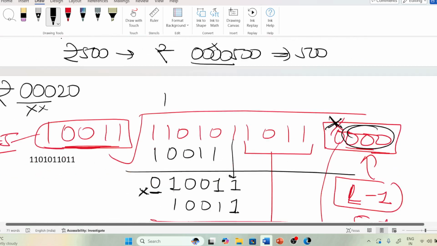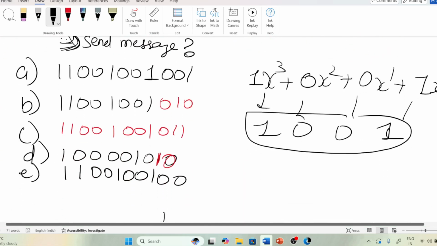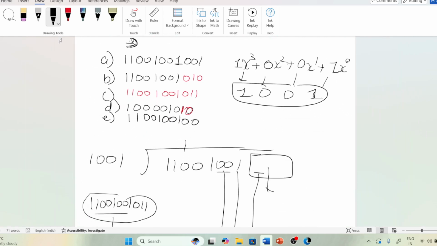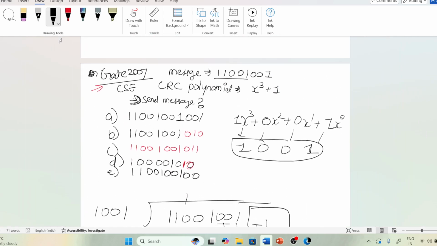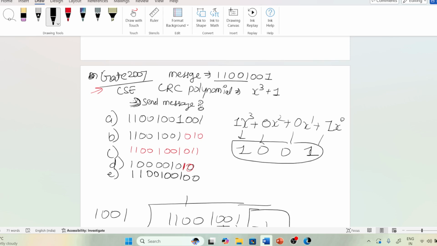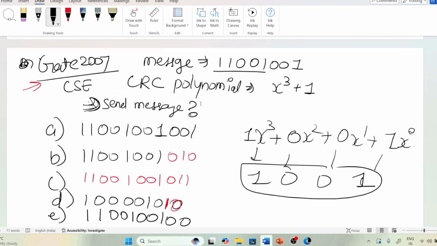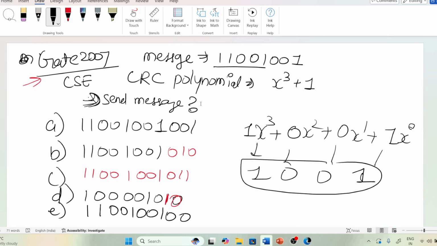Okay, now let's see another question. Let's see one more question, and your doubt will be cleared. Okay, let's suppose this is the data, this is the question in front of you. This question was asked in GATE CSE 2007. So this is the message that you want to send. You want to send this message, and the CRC polynomial is x cube plus 1. Now what is the original message that you are going to send here? So a few options are given to you.